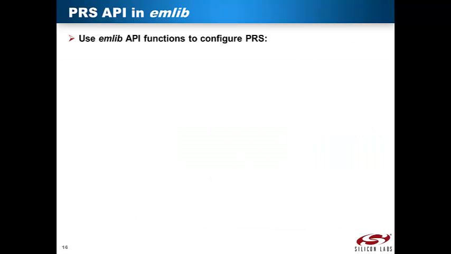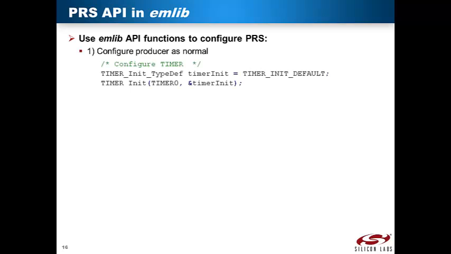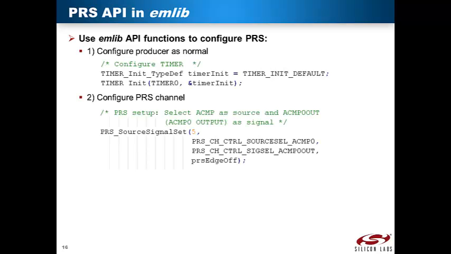EMLib includes API functions for configuring PRS. When EMLib is used, 3 simple steps will configure PRS. The first step is to configure the producer peripheral as normal, just as if PRS is not used. Then use the PRS API functions to configure the PRS channel itself, as well as selecting a producer signal. Note that PRS source signal set takes 2 input values to select the producer, one value to select the producer itself, and another to select a specific reflex signal from the chosen peripheral. Please refer to the Device Family Reference Manual for a complete list of reflex signals.